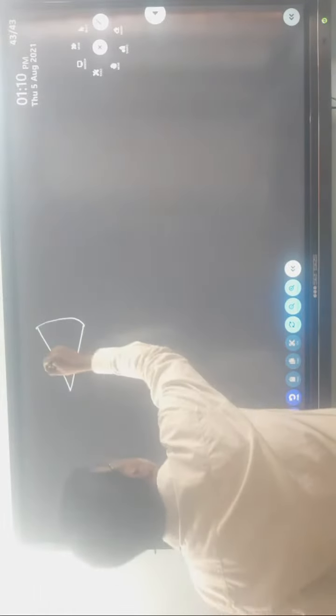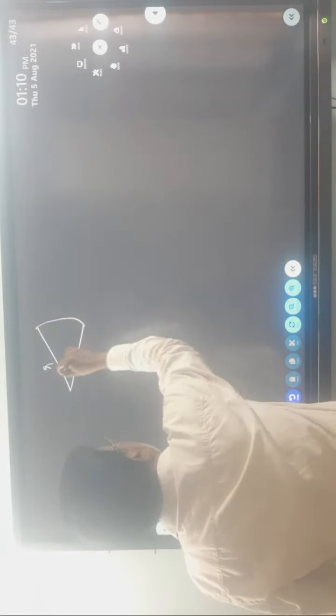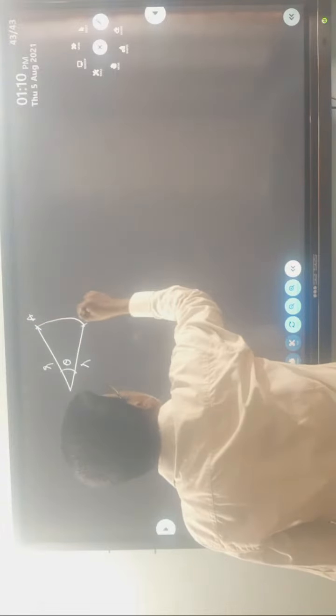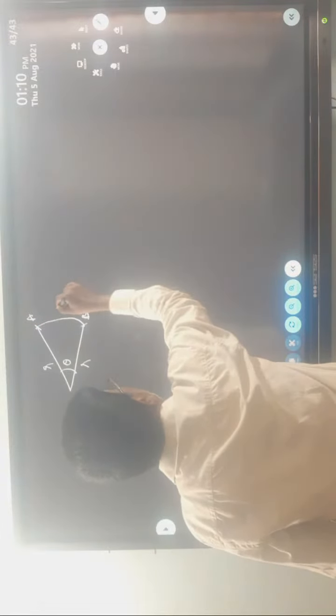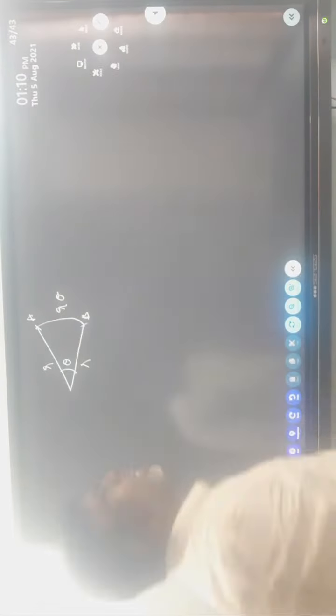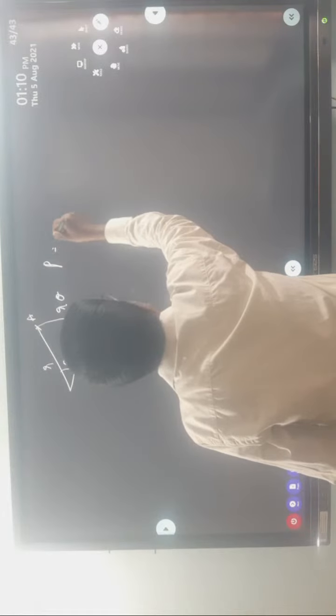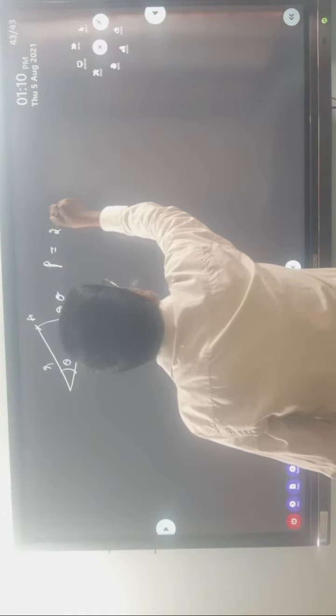So given perimeter P, this is R, sector angle theta. This length will be taken as AB length. The sector arc length is R theta, where theta is in radians. Perimeter is given, P equals 2R plus R theta.